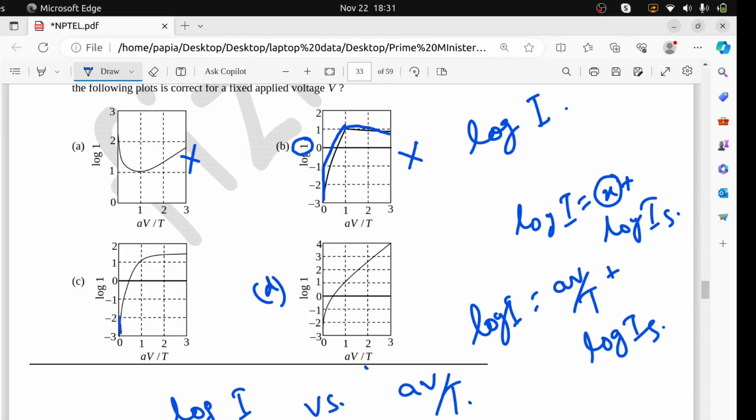Here you can see it is coming, but at some point it is going to a saturated value, and you can also see that it is coming from the 0 value. There is no intercept, that is also not correct. But come here, you can see that there is some intercept, and then it is coming like that. So the correct option will be D. And the intercept value is what? Intercept value is log of Is. Okay. So this is the case. I think you understand. If you understand, we will go to the next question.